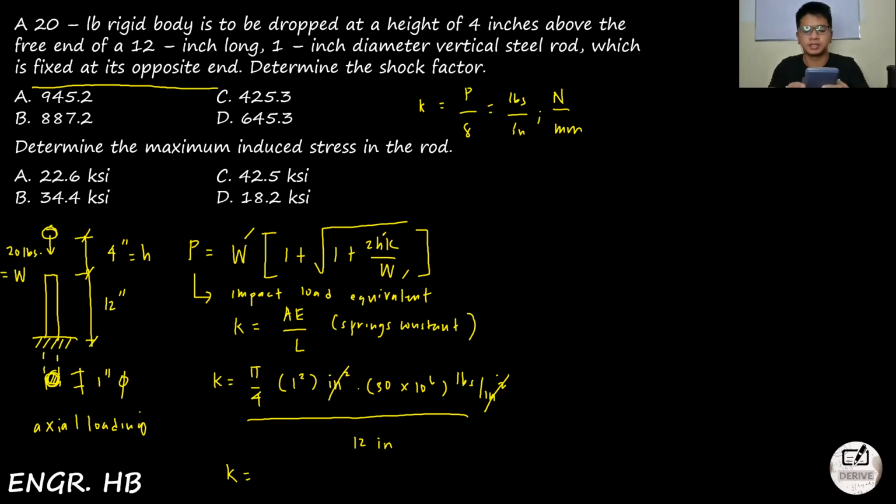So get your calculator, guys. One by one, we're going to write the figures. So pi over 4 times 1 squared times 30 times 10 raised to 6 divide 12. That will become 1,963,495.41 pounds per inch. Okay, so yung strength of materials na ang K is tumutukoy sa stiffness. So ganitong ka-stiff yung ating scenario, 1.9 million pounds kada inch yung springs constant niya.